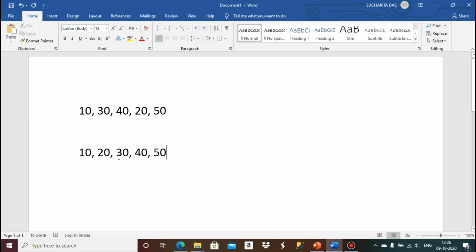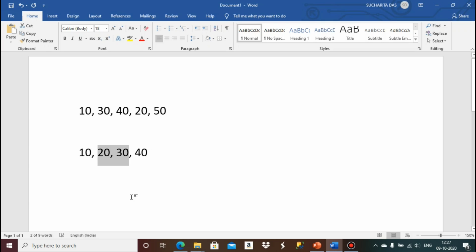So first of all, I have to sort the data and then find the middle value. If it is an odd number of elements, then I will always get one middle value. But say my data set has 4 elements. Then what is the middle value? Here there are actually two middle values, 20 and 30.